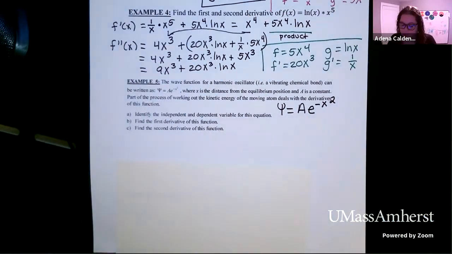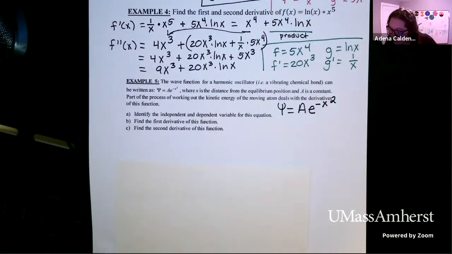Okay, so that's the function we're working with, where x is the distance from the equilibrium position. So something is vibrating, there's got to be a starting position. That's the equilibrium position. And a is a constant. So a just has to do with how quickly it's moving.